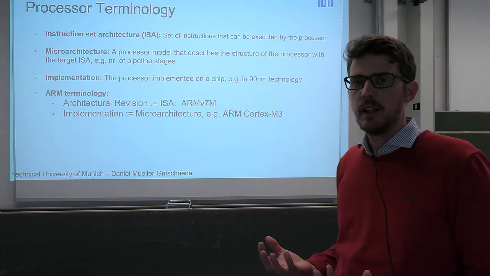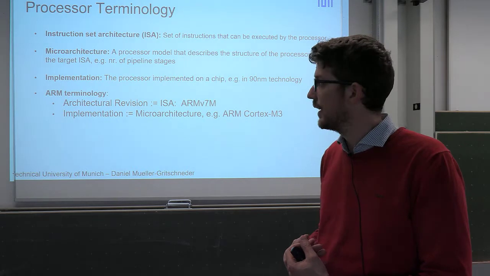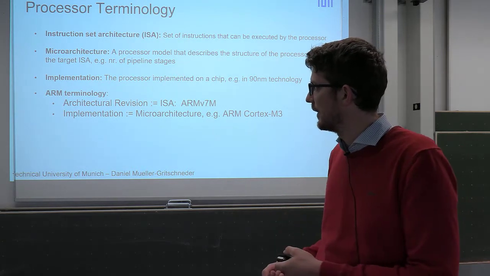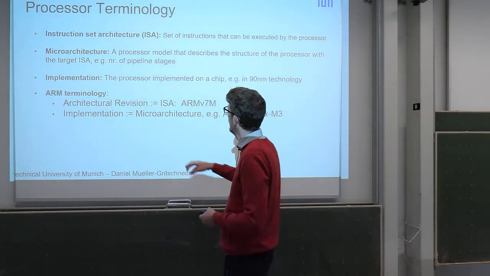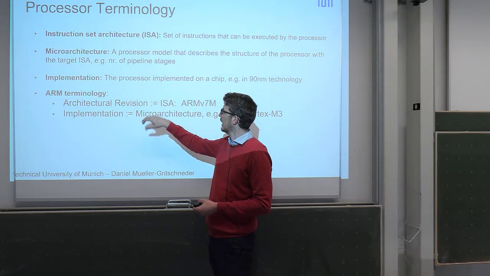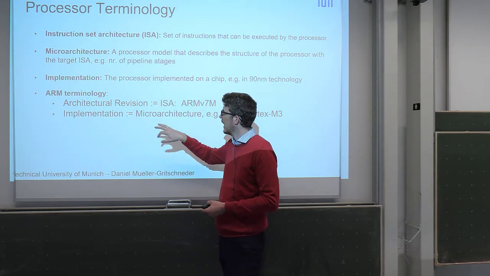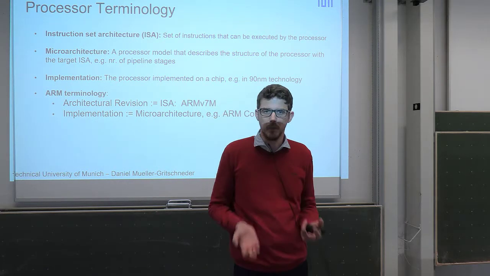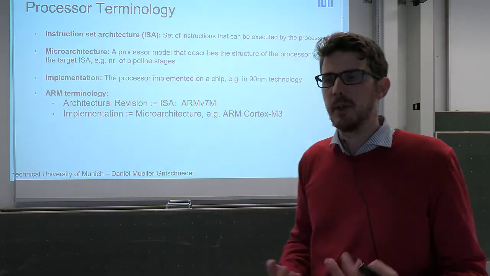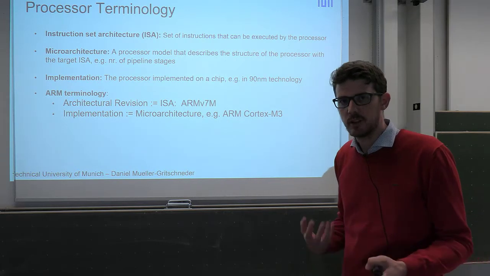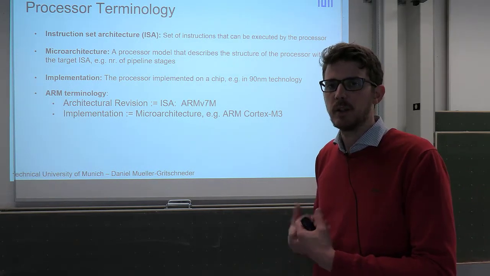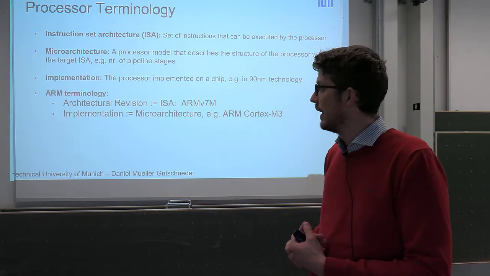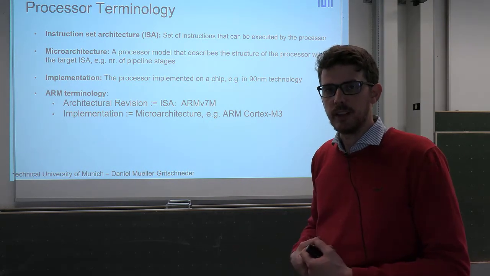One of the big IP vendors for processors is ARM, so it's quite famous. And they use a little bit different terminology. They call the ISA the architecture revision, and a microarchitecture is called an implementation for ARM. So be a little bit careful, especially with the terminology as it's used in ARM documents, which you might encounter if you go into the embedded domain later professionally. The terminology is not what you usually find in the textbooks.